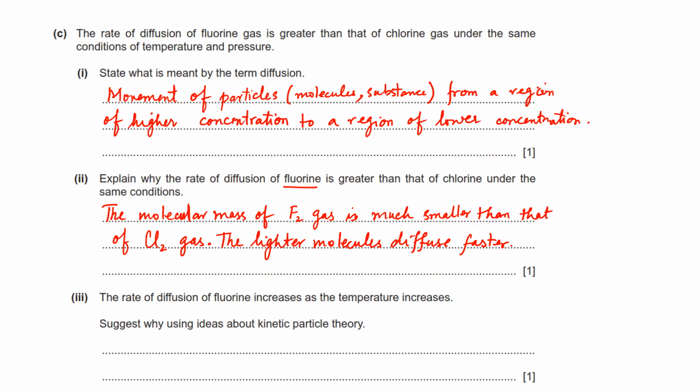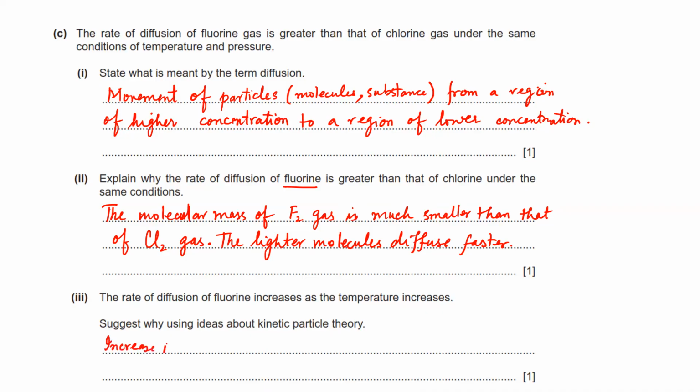Then in part 3, it says the rate of diffusion of fluorine increases as the temperature increases. State why, using ideas about kinetic particle theory. So when the temperature increases, the average kinetic energy of the fluorine molecules increases. And as the average kinetic energy of the molecules increases, the number of collisions increases, and that actually increases the rate of diffusion.